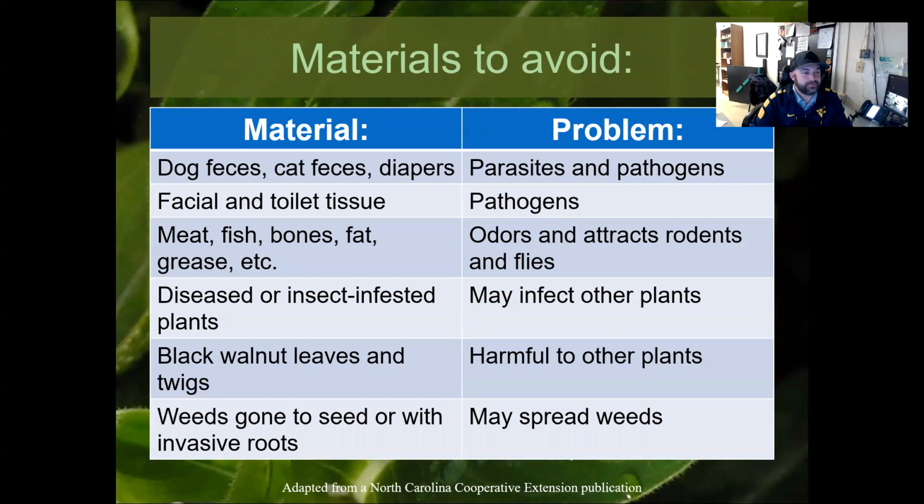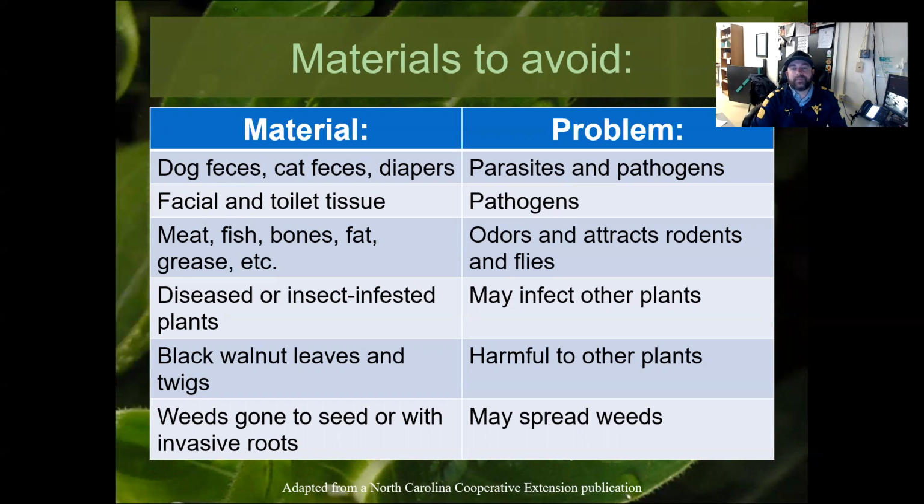Some materials to avoid, and I'll let you go through these on your own. Dog feces and cat feces, because they typically have parasites and pathogens. Meat, fish, bones, fat, grease, different odors that may attract different types of insects or rodents. Black walnut leaves, they're harmful to other plants. And weeds gone to seed or with invasive roots may spread weeds.